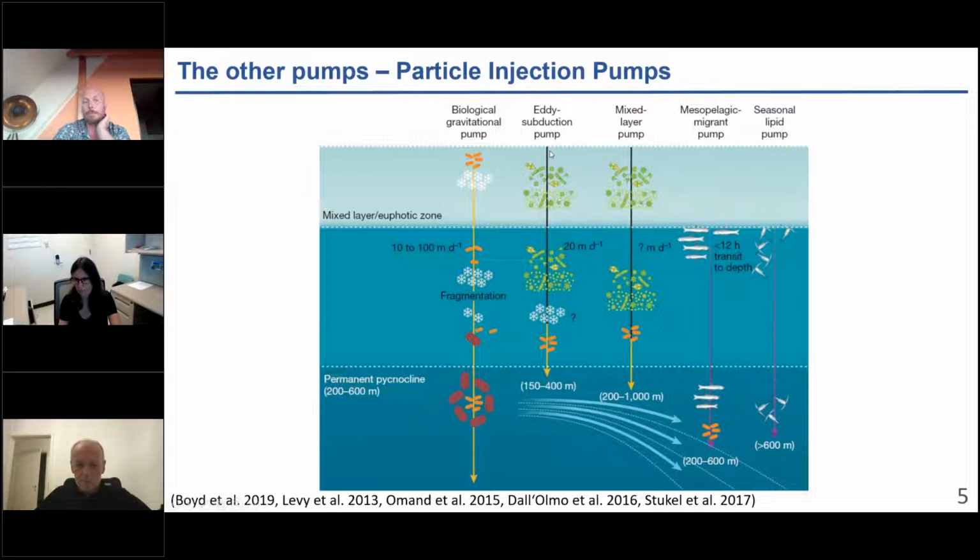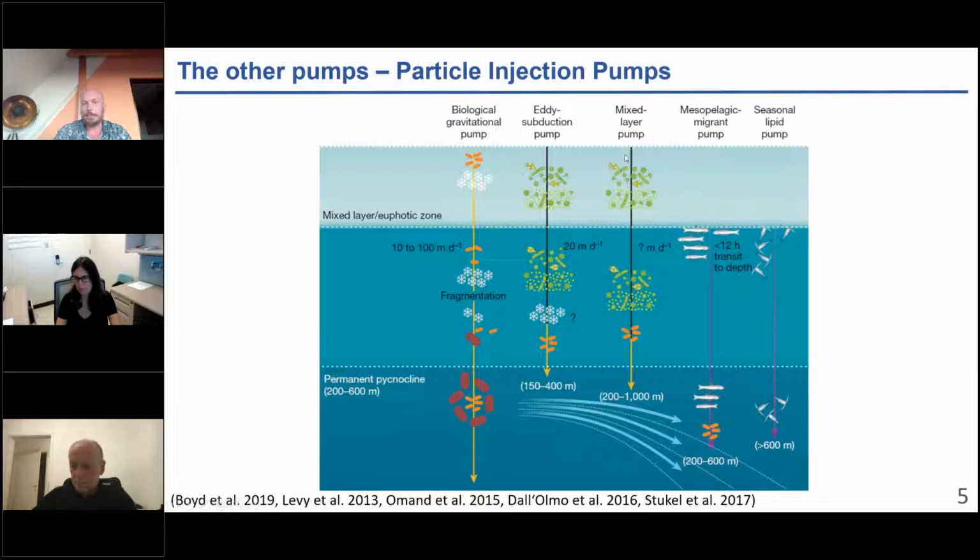And here he had eddy subduction. So when you really have water that is transported down physically, so subduction of water, which can bring single cells, but also technically increase the terminal settling velocity, because you have a particle that sinks, but then the water also sinks. So we can have a very efficient way of bringing carbon down to depths. These typically work in the upper ocean, so 250 or 400 meters.